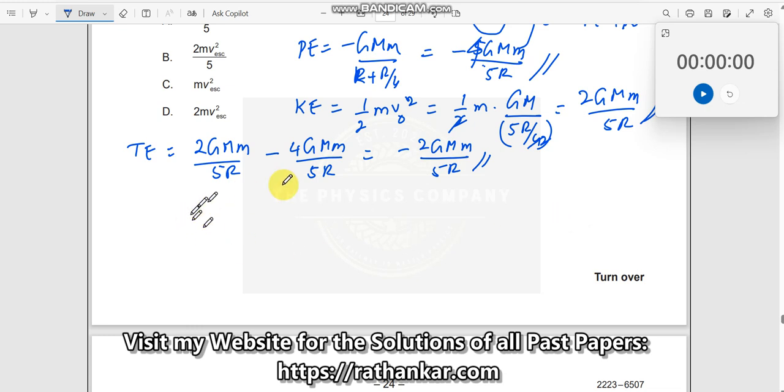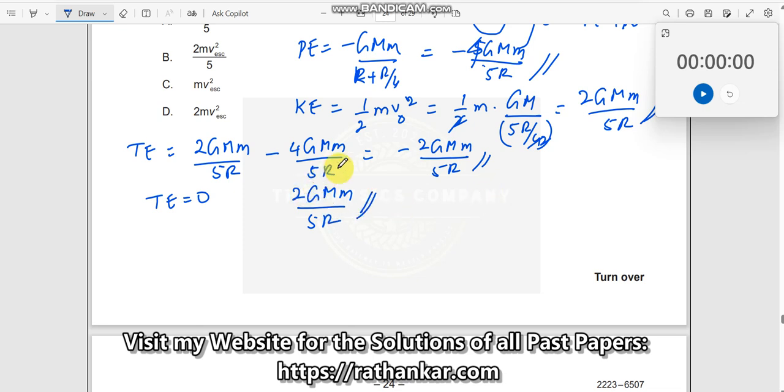Next, you need to find out how much energy you need to supply. It has been bound over here, so you need to supply this much amount of energy. If you supply this much energy, it will escape. What do you mean by a free particle? A free particle is one wherein the total energy is equal to 0. To make this 0, you need to give 2GMm divided by 5R. This should be your answer.